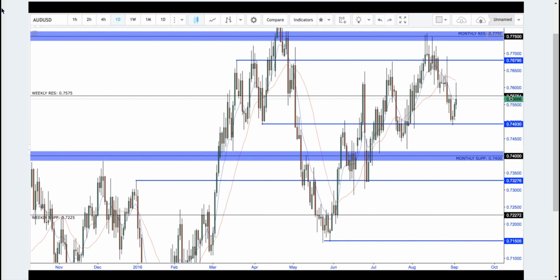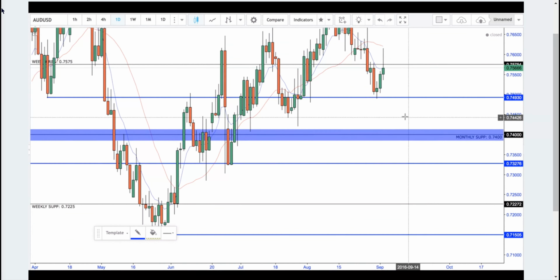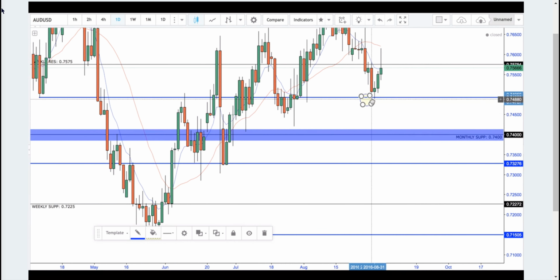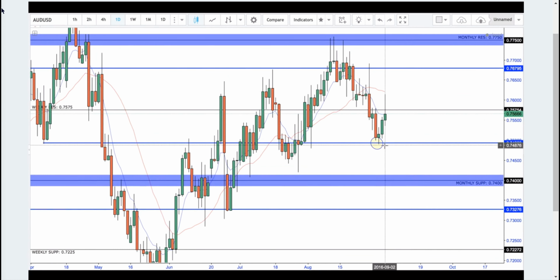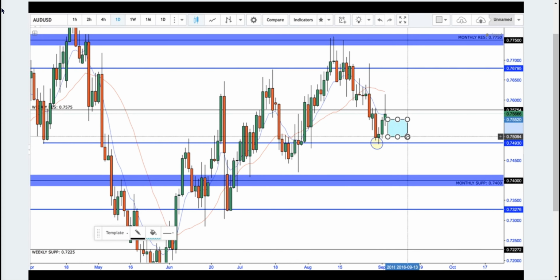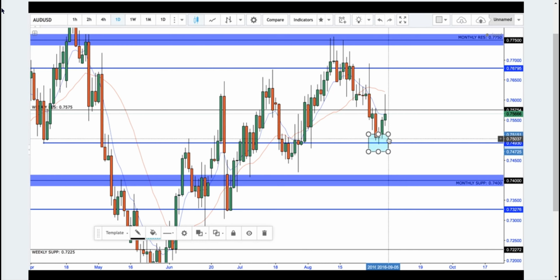So what I want to do is use the ellipse tool, this circle tool. It's quite fiddly at first, so I do suggest zooming in a little bit and just drawing one. Make it any colour you want. We want to put it around the last few lower swing highs and lows. Sometimes you're not going to be able to get it dead on, so you can use the rotated rectangle, which might be a better shot. This rectangle here is a lot easier to use. We can just highlight that there.